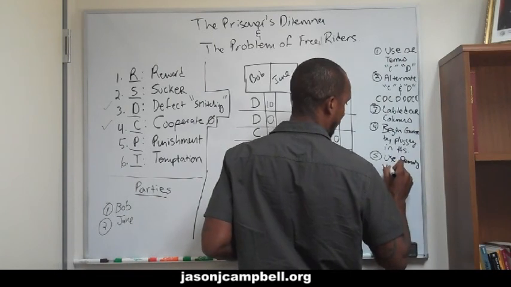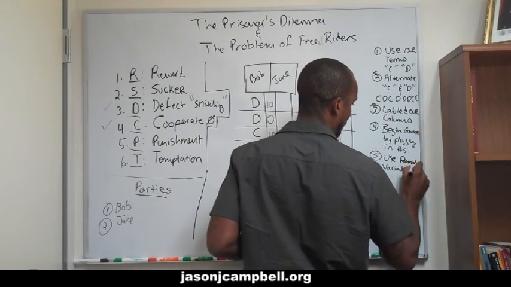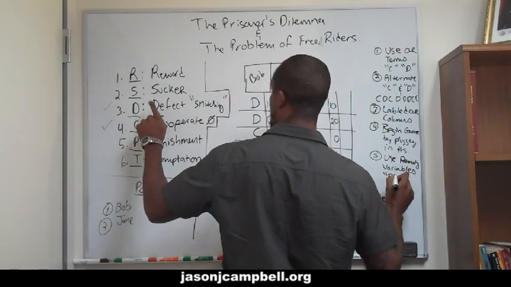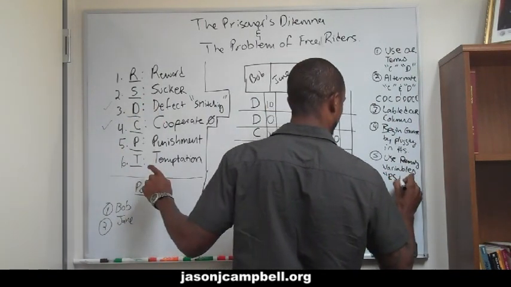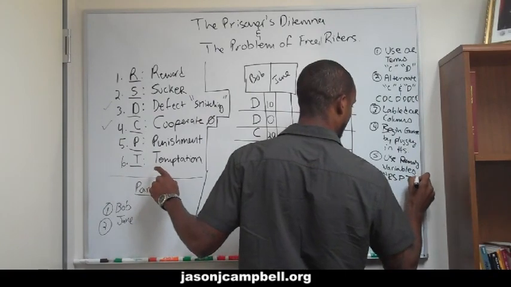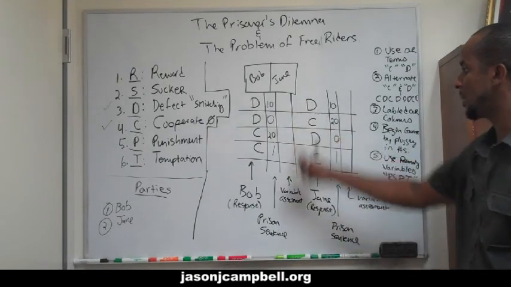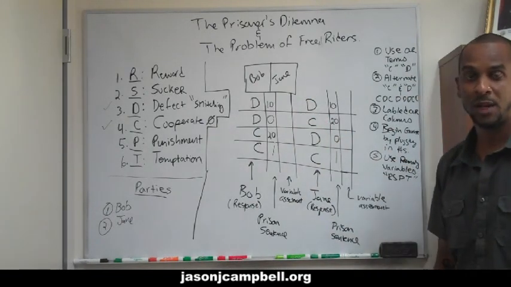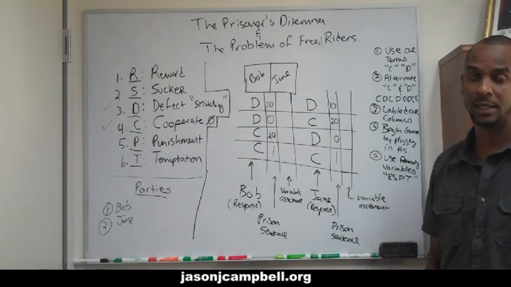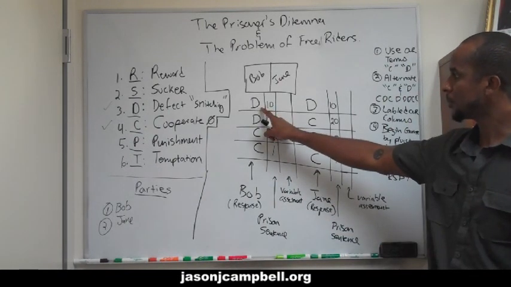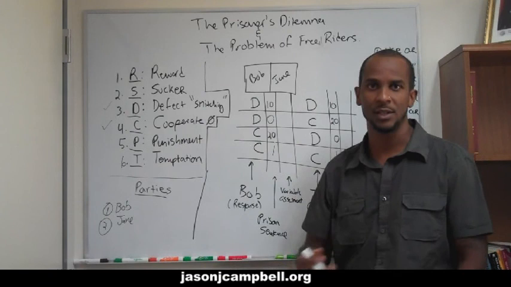variables. Use the remaining variables R, S, P, T. Okay? So we need to use these last remaining variables and plug them into the fully realized Prisoner's Dilemma game. Now this is something that you'll just have to commit to memory, right?